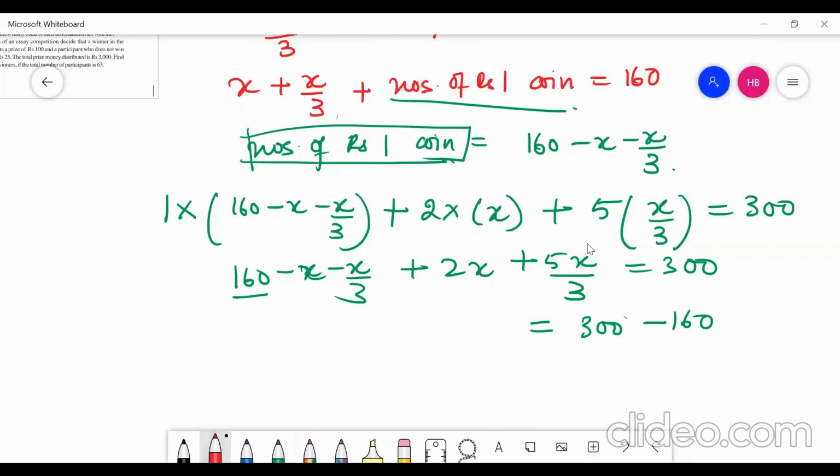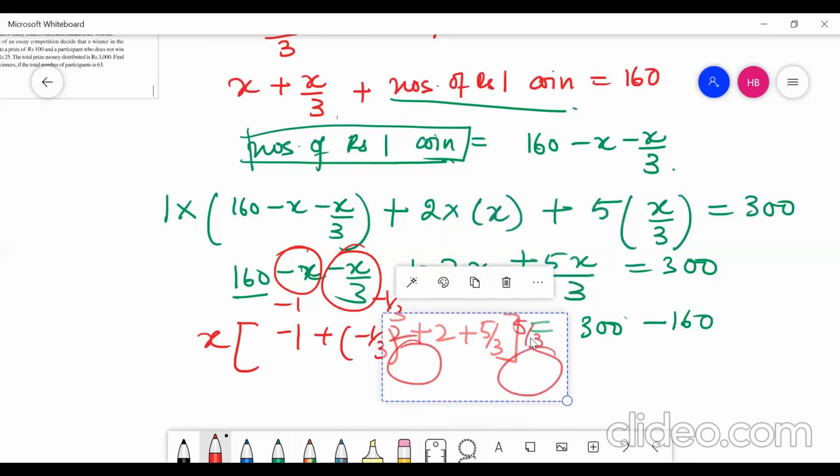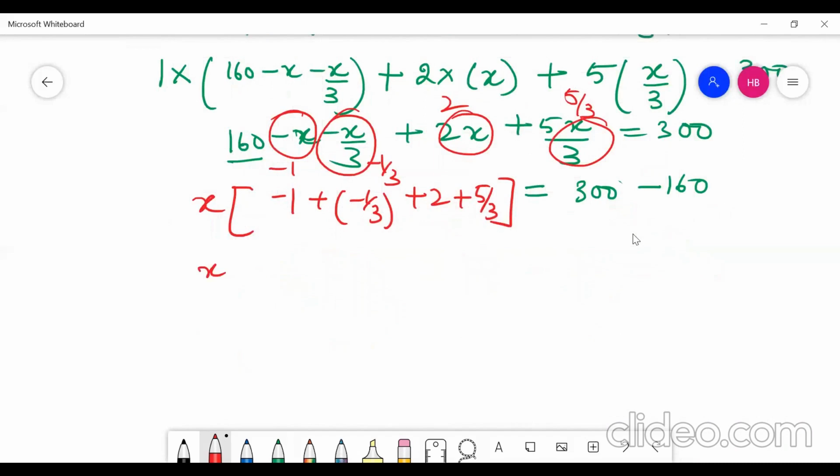Here the x coefficient is minus 1. Here the x coefficient is minus 1 by 3. Here it is 2 and it is 5 by 3. So if I take x as common, I will get minus 1 plus minus 1 by 3 plus 2 plus 5 by 3, right? Now you just need to simplify this. So if I simplify this, I will get 2 minus 1 will give me plus 1, plus minus 1 by 3 plus 5 by 3. Okay, so I'm just simplifying it here. So 1 plus minus 1 by 3 plus 5 by 3.